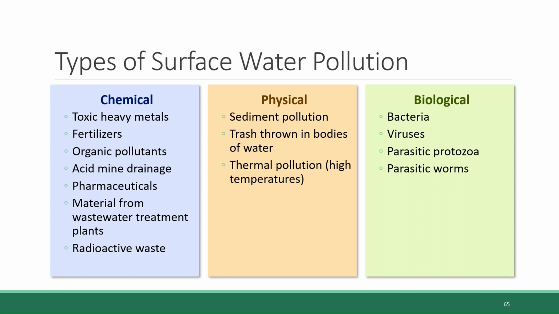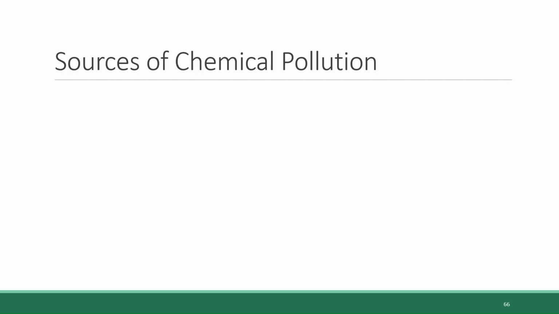Then, thirdly, biological pollutants refer to infectious microscopic organisms in the water. These include bacteria, viruses, parasitic protozoa, and parasitic worms. These pathogens are usually introduced into water through sewage contamination or contamination from the fecal matter of livestock operations. So, we're going to walk through these categories. Let's first begin with chemical pollution.